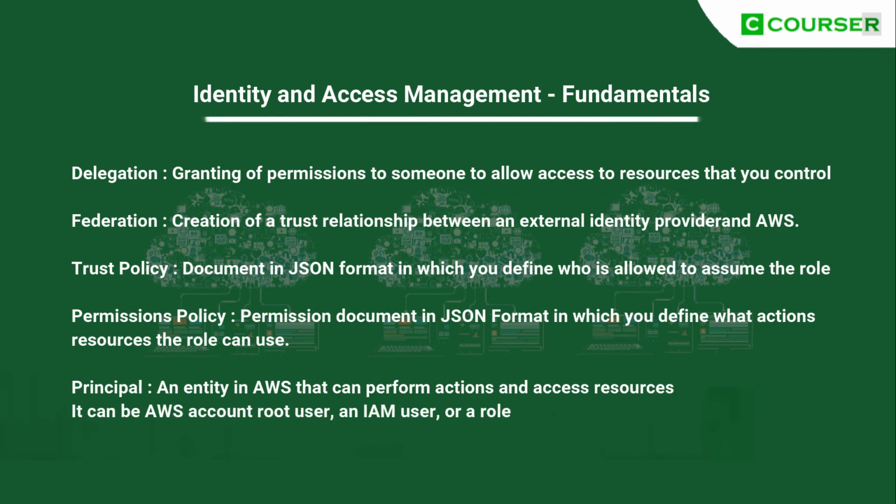Federation is the creation of a trust relationship. A trust policy is a document in JSON format. A permission policy is a document in JSON format which is used to define actions, and a principal is an entity that performs actions and accesses resources.